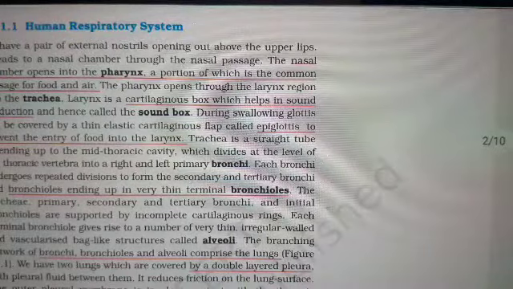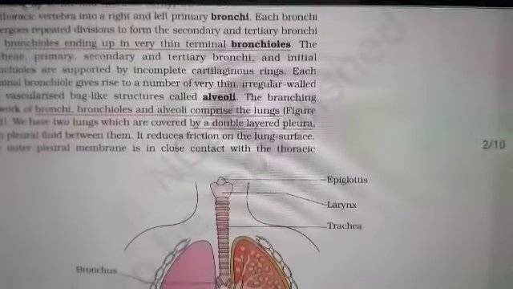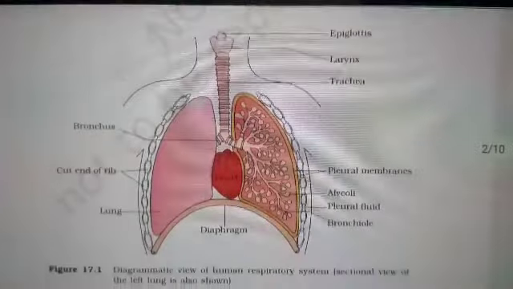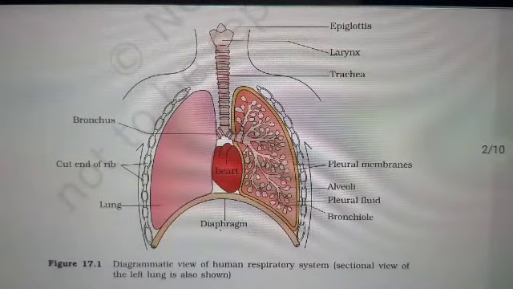And the human respiratory system. So here the main parts in this area are the pharynx, trachea, sound box, bronchi, bronchioles and alveoli. Before that, just to see the diagram for understanding purposes, this is the basic diagram of the human respiratory system, and the sectional view of the left lung is also shown. So the epiglottis is there, afterwards the larynx, afterwards it passes through the trachea, afterwards bronchus, bronchioles, and finally reaches the alveoli.